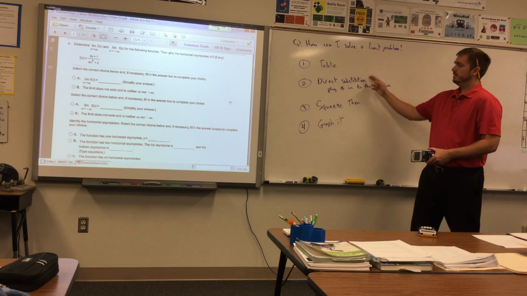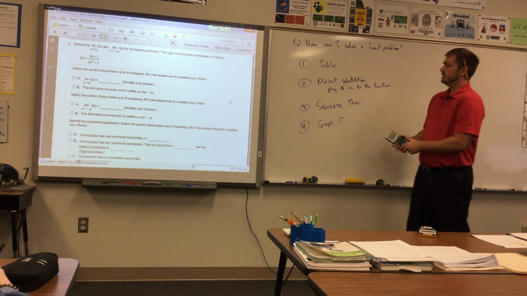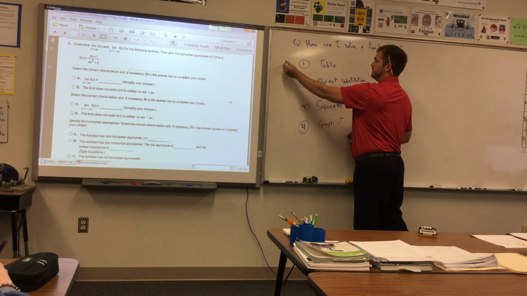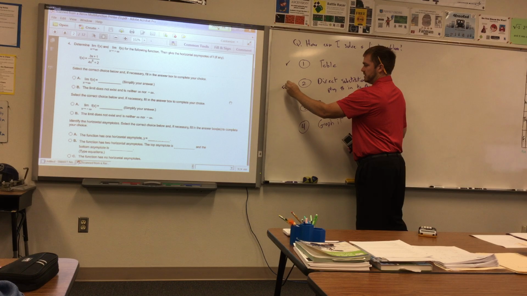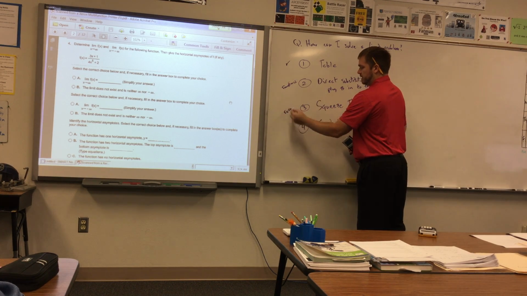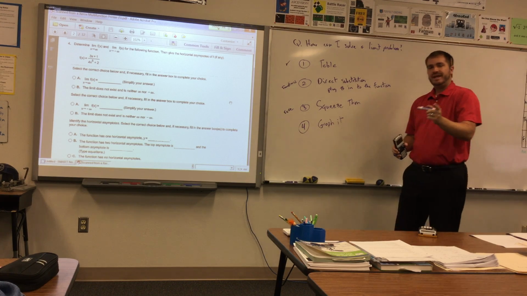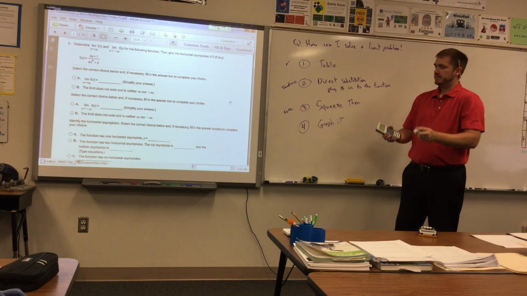Table is going to work every single time. You've got to figure out what's going on with that. Direct substitution will not work every time, only sometimes. The squeeze theorem is very rare. Graph it, that can be dangerous if there's a hole, okay? Or if there's something else going on.